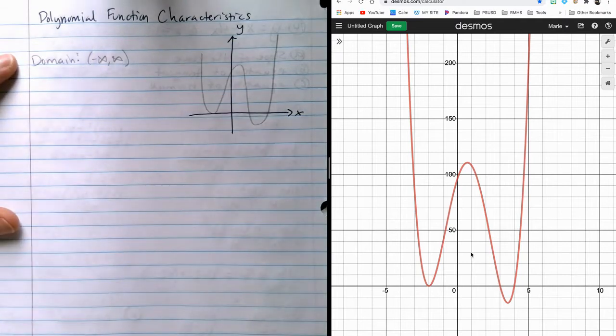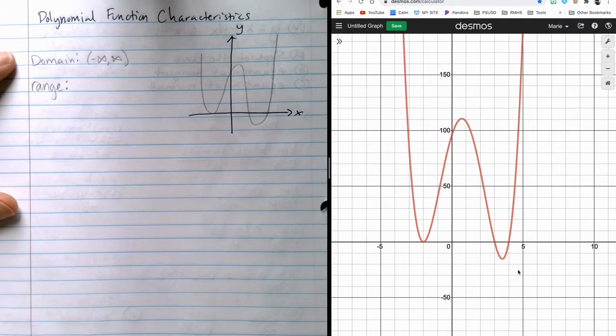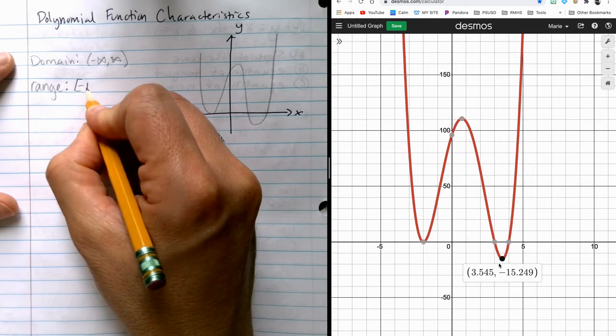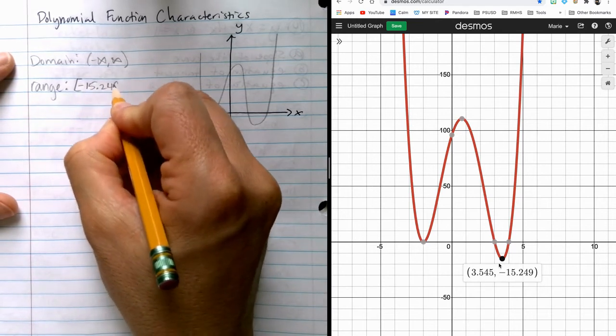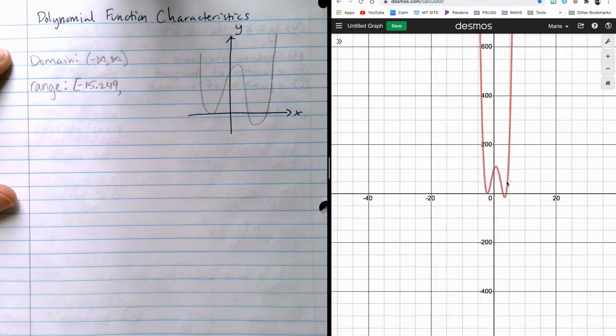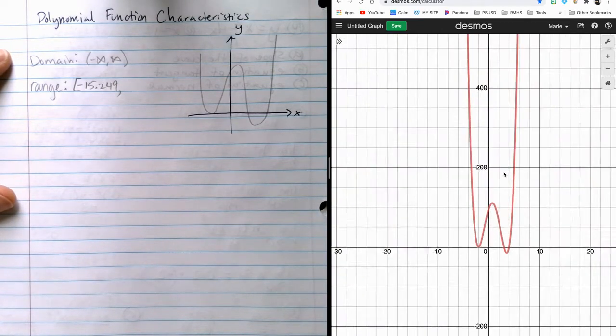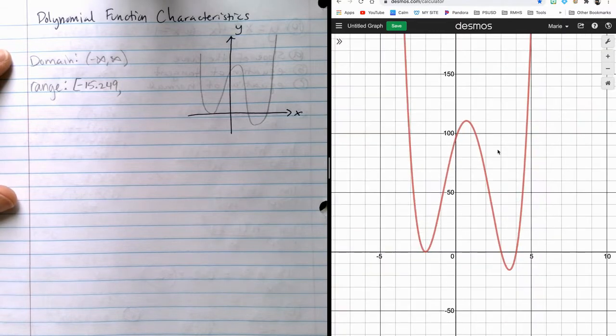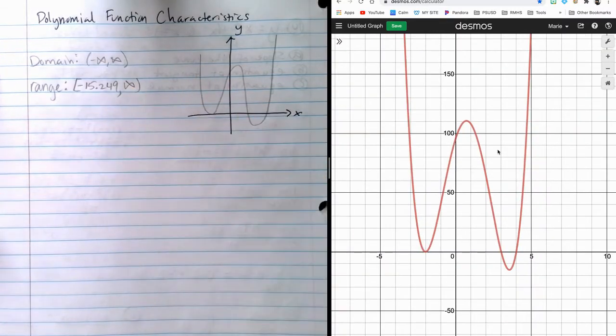Next, let's look at range. Now, in this particular case, we can see this graph right down here has a low point, and that low value is negative 15.249. So that is its minimum. So that's the lowest point for my range. Now, what is the highest point? Well, if I zoom out, we can see it continues to grow in a positive infinity direction. Therefore, it will go to positive infinity.